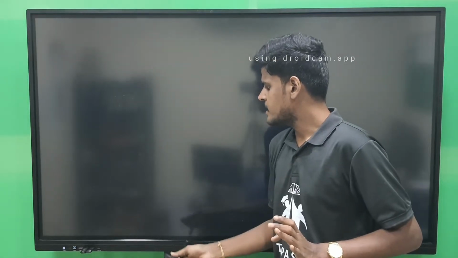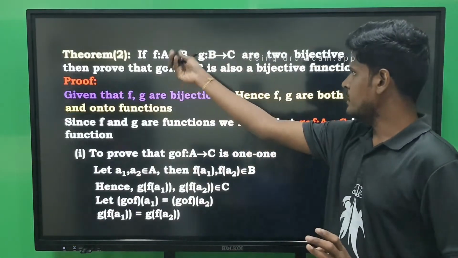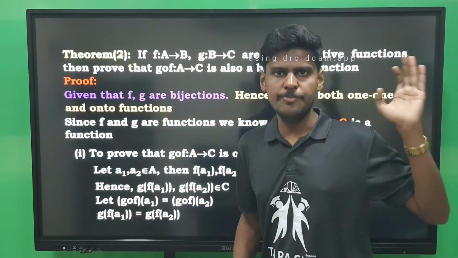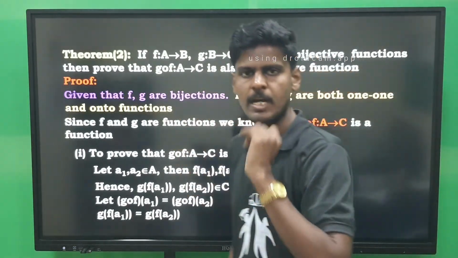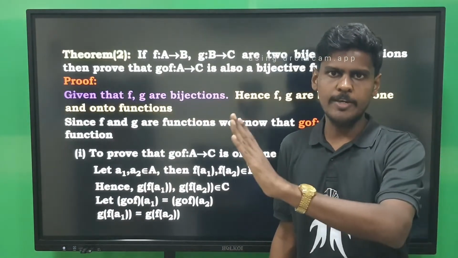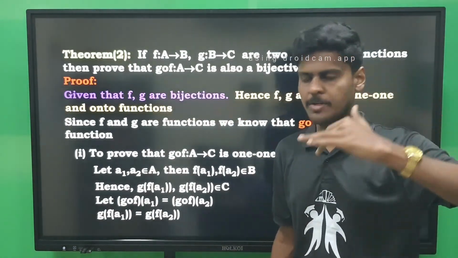As g is a bijective function, we are already given f and g are both bijective functions. What is the condition for bijective functions? It is 1 to 1 as well as onto. What is the condition for a 1 to 1 function? f of a1 equal to f of a2 implies a1 equal to a2.